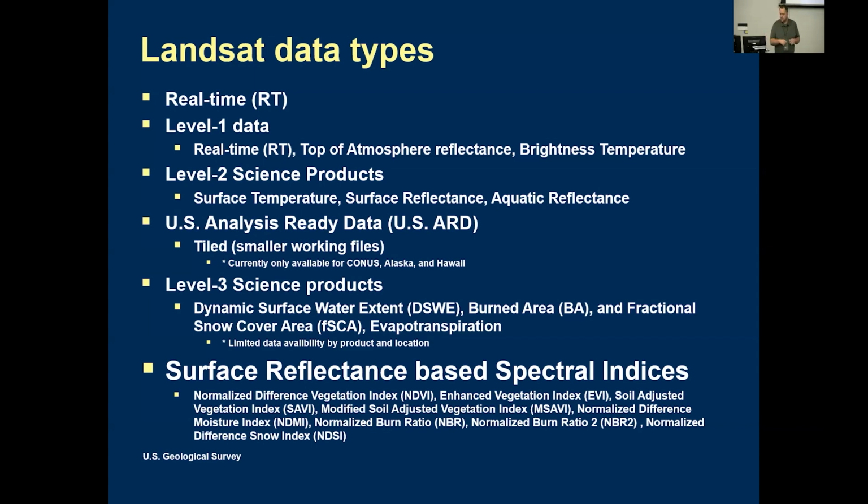We have level 3 science products. If you're interested in water, we've got a water product. If you're interested in looking at forest fires, we've got a burned area. If you're interested in snow, we've got a snow product. So all of these things might not necessarily be traditionally worked with OSM data, and I just wanted to bring that to the forefront and share that information. And then we also have the surface reflectance-based spectral indices. So this is vegetation, this is snow, this is burn, this is moisture. You can take a look at all of those.